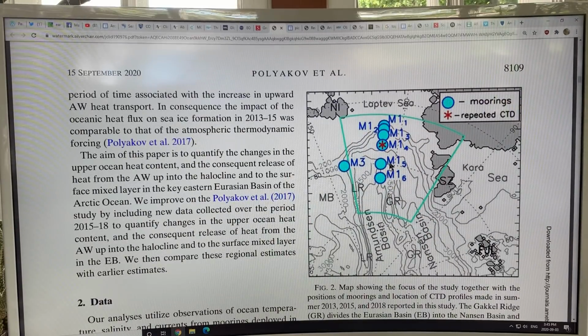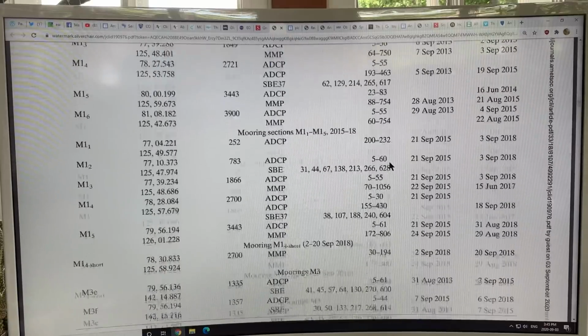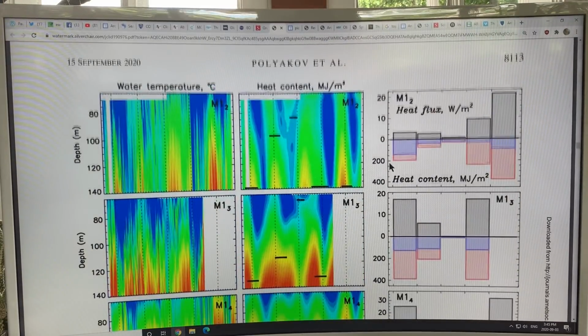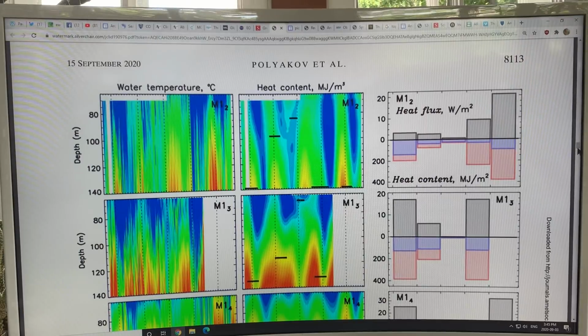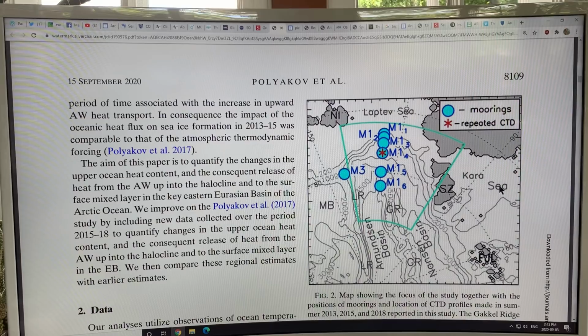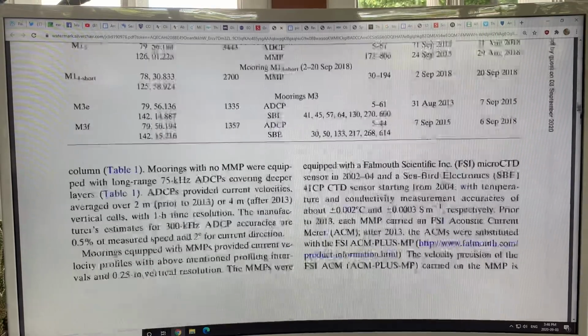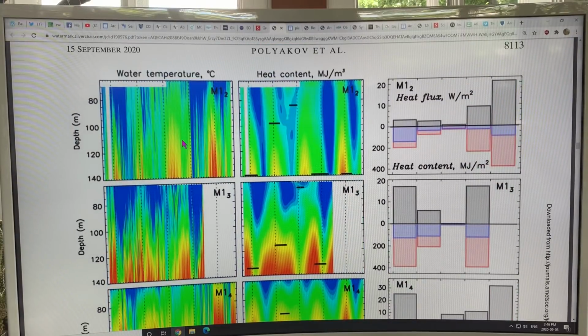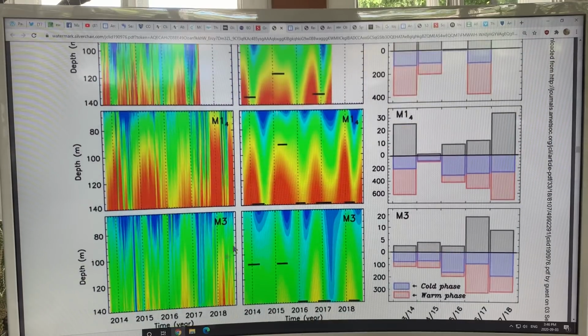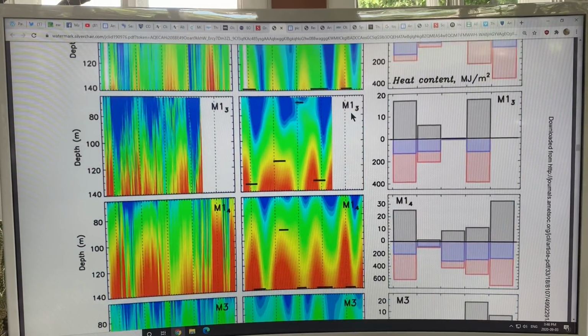They have all these mooring buoys here, and I'll show some of the data where I left off from the previous video. So basically, here's some of the key information. If I go back to the moorings, you see mooring M1, M11, 3, 4, 5, 6. As you go to higher numbers, you go further south along the Gakkel Ridge. So we'll go back here, and this is water temperature. This is from the years 2014 to 2019. And this is temperature, and this is heat content, and these are the different regions, M14, 3, 2.